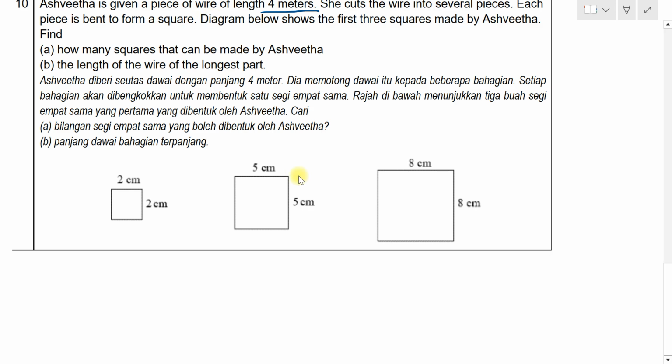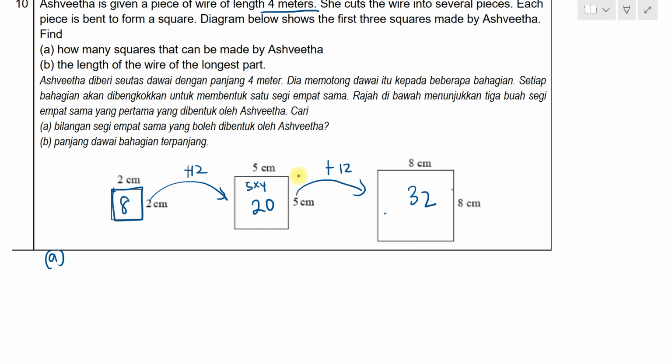So we need to create a progression first. The first one, the perimeter here is 2 times 4, so 8 centimeter. Here 5 times 4, 20. Here 8 times 4, 32. So are they forming a progression? Yes, you plus 12, right? Okay, so this is your first three progression. How many squares can she make?